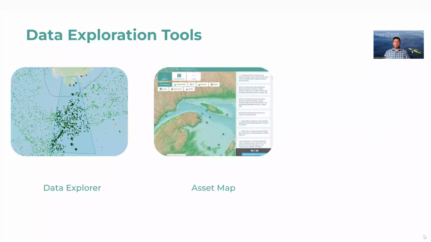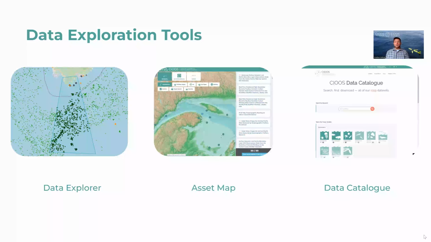The asset map and the data catalog are also tools that can search through all of CIOOS data holdings and find those data that might be available only in PDF.